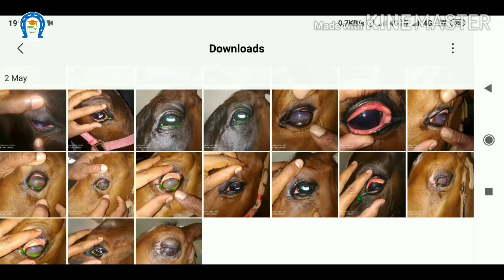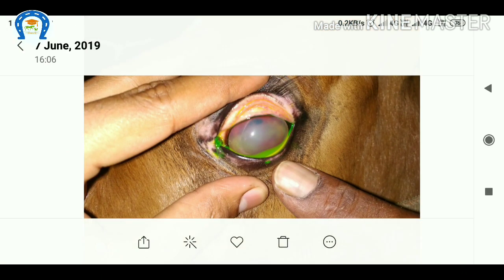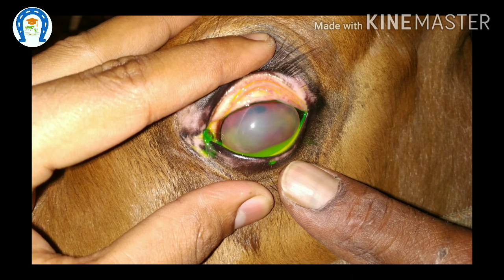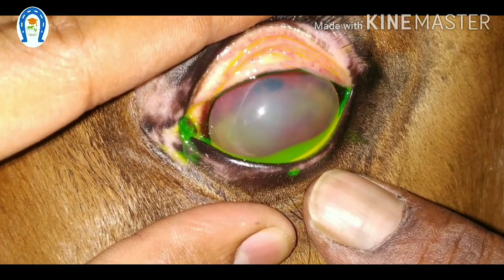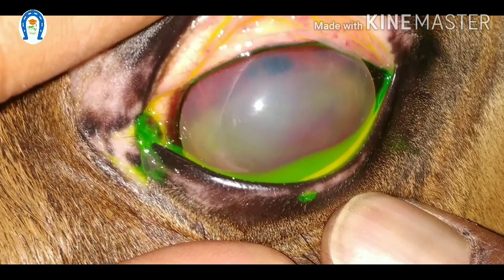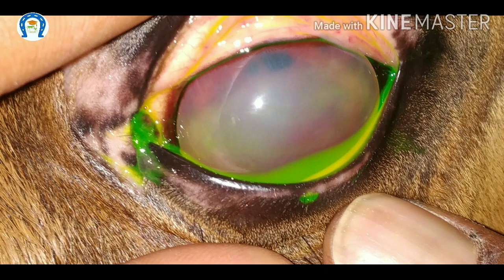These pictures are all taken with a mobile camera with a flash. This is one of the best methods to visualize and examine the eye properly because the animal also will not cooperate for a long time, and the disease progress also can be compared.